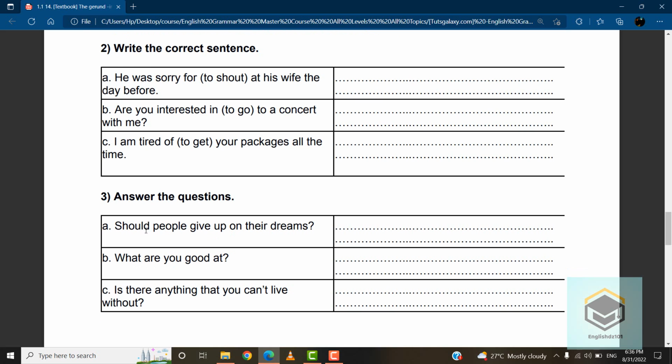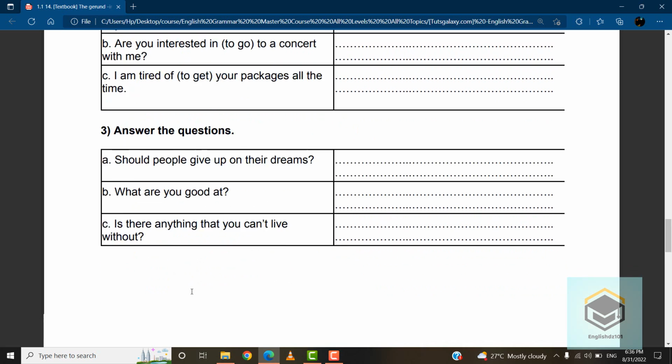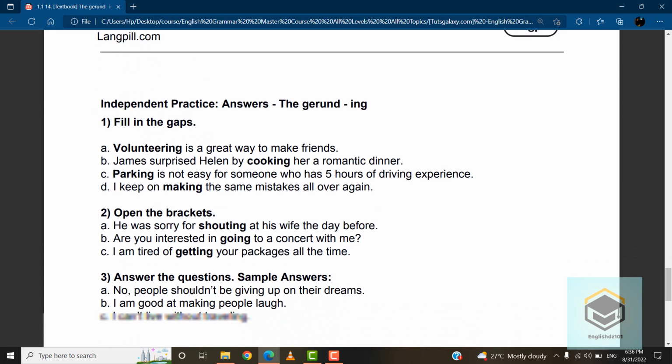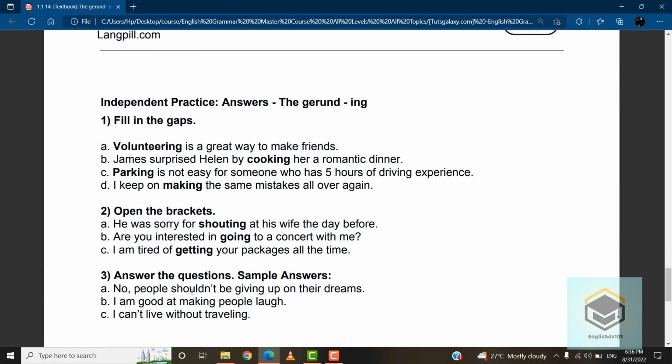And then we have some questions. Try to answer them in the comments below. I will share with you the correction. So look here. These are the corrections.